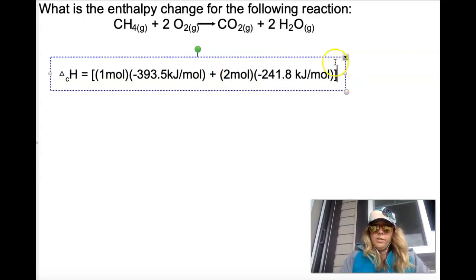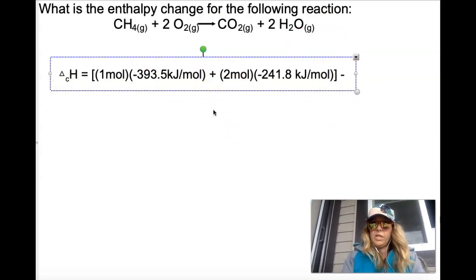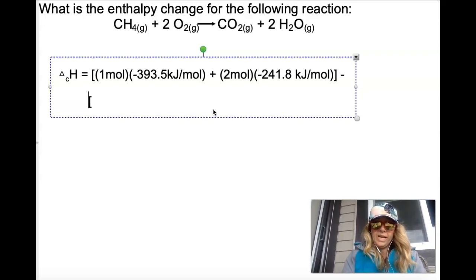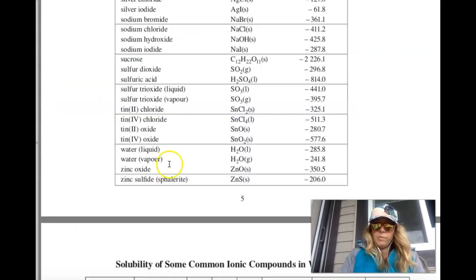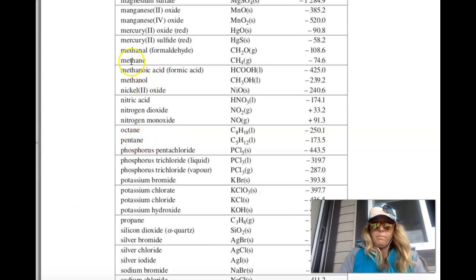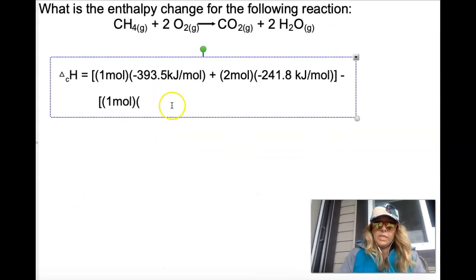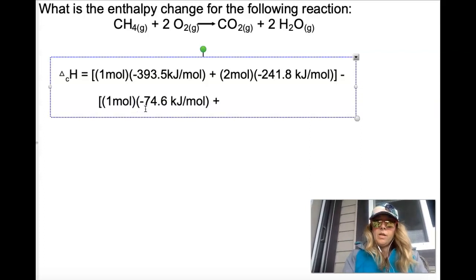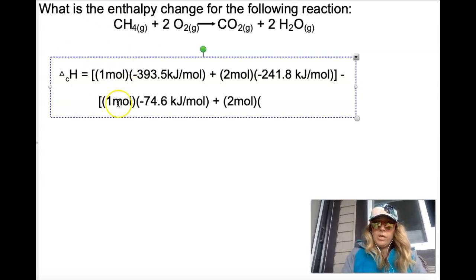Okay, so there's the sum of my products. From this, we need to subtract the sum of my reactants. And I'm actually just going to put this down a line so I don't run out of room. So reactant-wise, we have 1 mole of that methane. We're going to then go look up the heat of formation of methane. So methane is here. It's negative 74.6. So negative 74.6 kilojoules per mole. Okay, then we are going to add the 2 moles of the oxygen, but oxygen is an element, so it's going to be 0 kilojoules per mole.